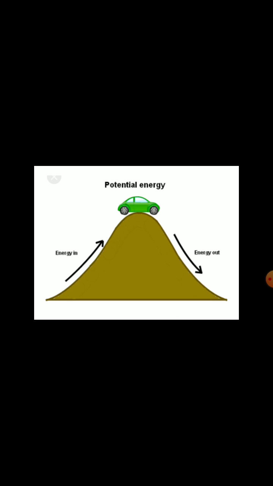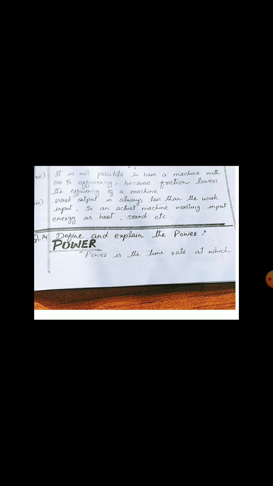Now look at this car. The car moves in an upward direction and stores potential energy, and when the car comes downward, it releases the energy, which is kinetic energy. Now we are going to discuss power and explain power.